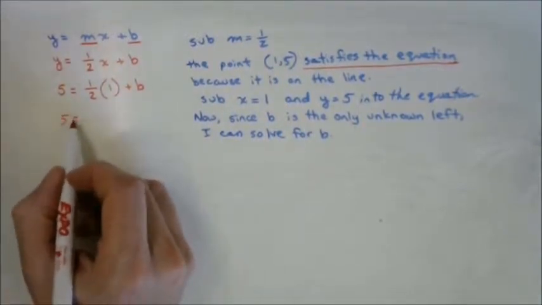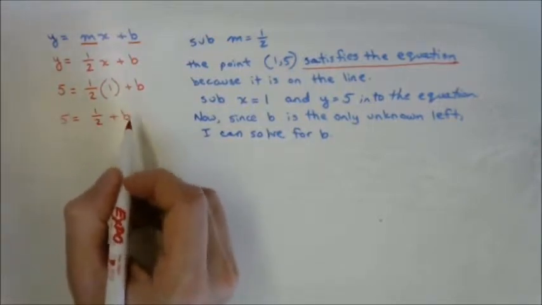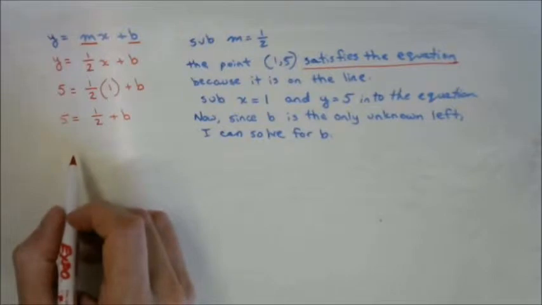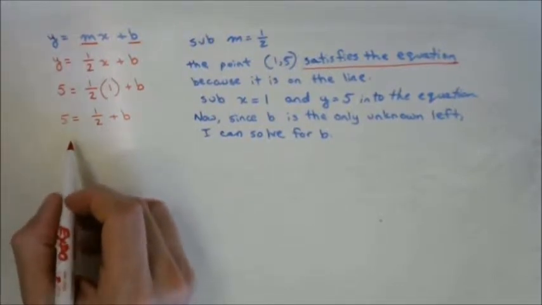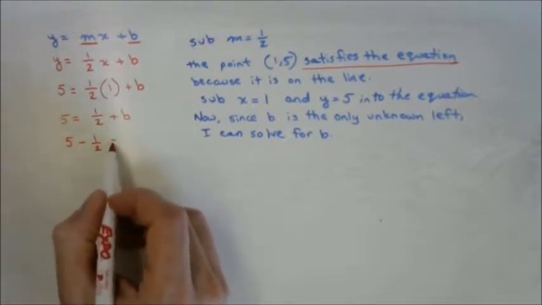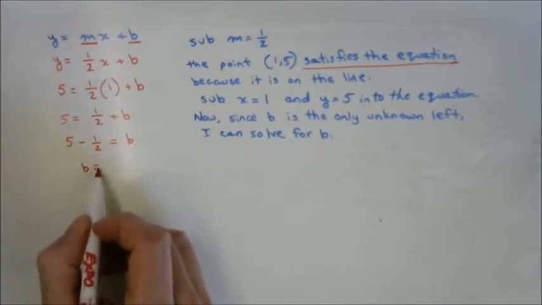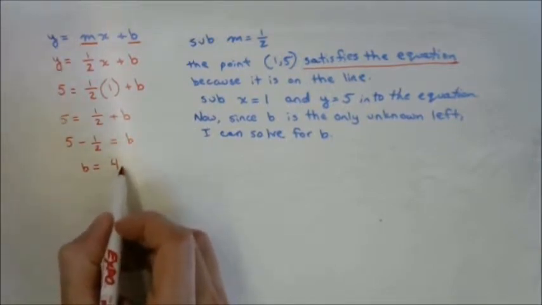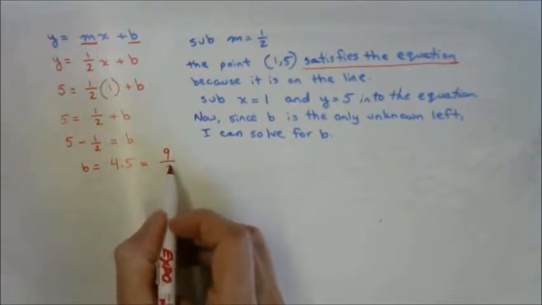Okay, so watch what happens. We've got 5 equals 1/2 times 1, which is just 1/2, plus b. And now to get b by itself, I can subtract 1/2 from both sides. So I've got 5 minus 1/2 equals b. And I'm just going to flip that around. b equals, and I'm going to leave it as 4.5, but it can also be 9/2.